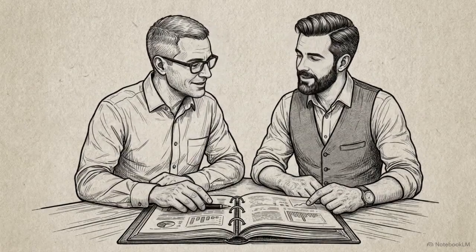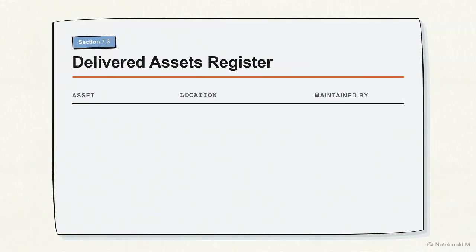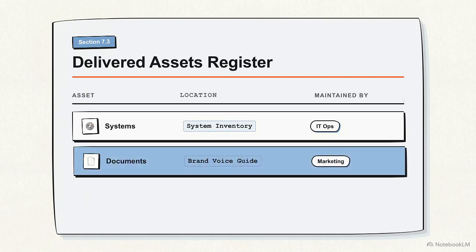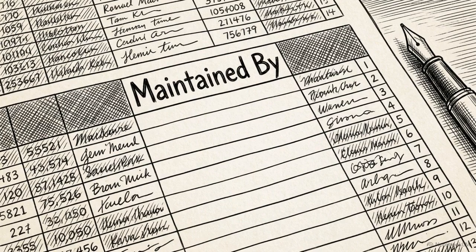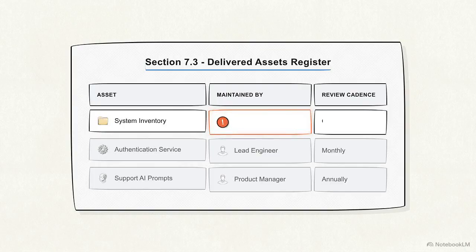Section 7.3 is the Delivered Assets Register. This tracks every system, document, and AI prompt built during the project. Many businesses fall into the stale asset trap. They list a valuable new tool, but they leave the Maintained By column completely blank. This empty column triggers a warning state for a reason.